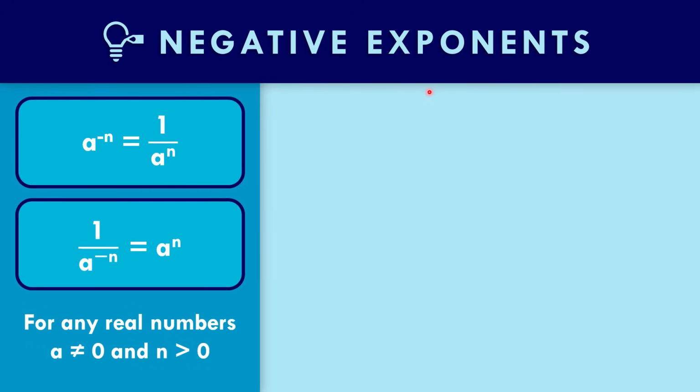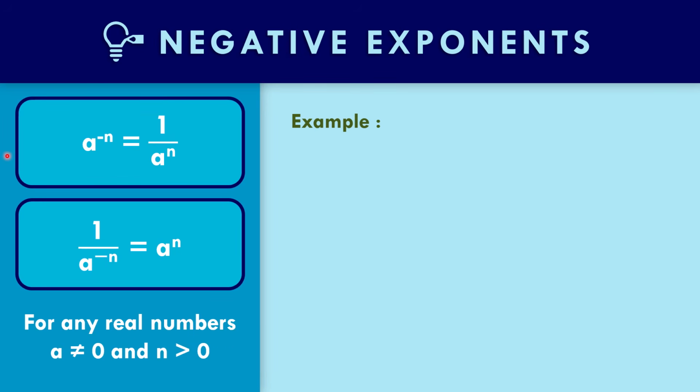In negative exponents, if the exponent is negative in the numerator, a to the negative n becomes 1 over a to the n. While if the negative exponent is in the denominator, 1 over a to the negative n becomes a to the n. This holds for any real number a, where a should not be equal to 0, and the value of n should be greater than 0.